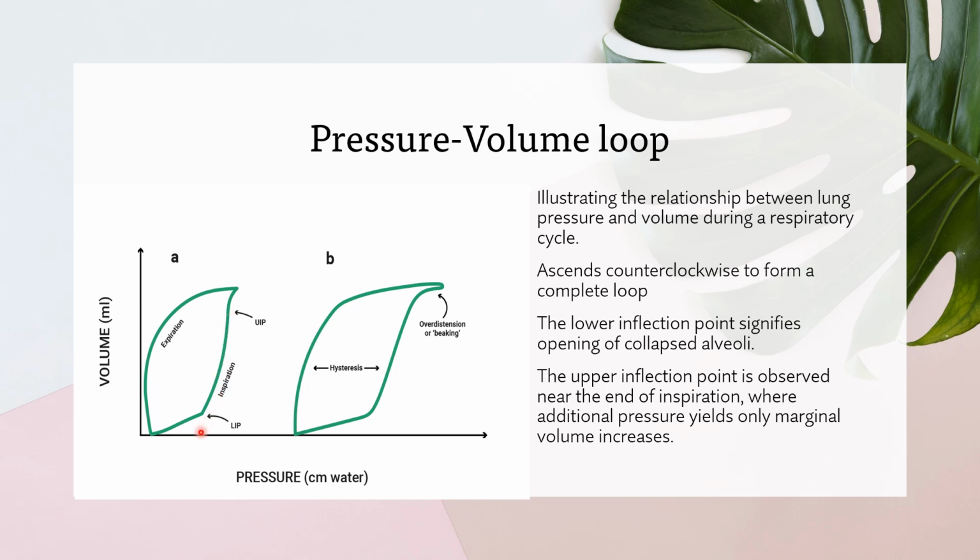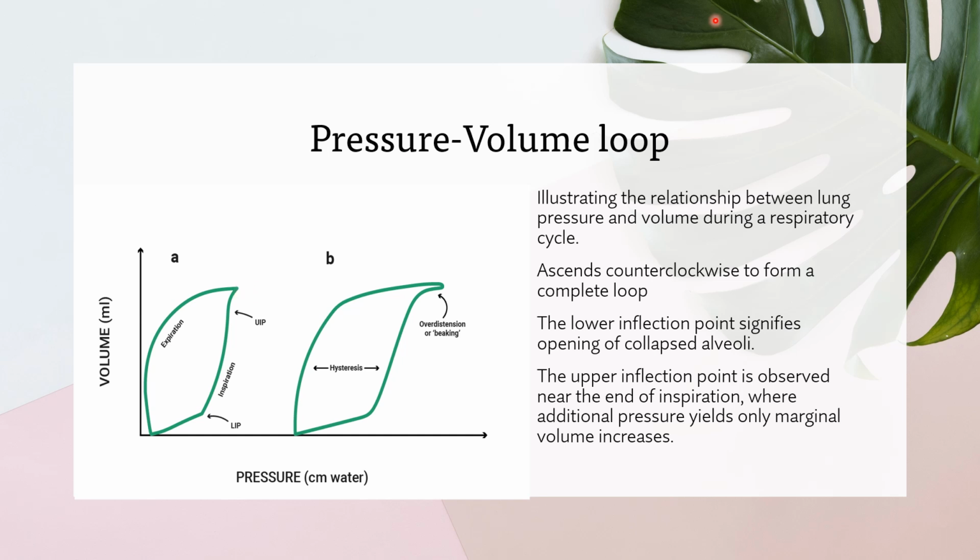The lower inflection point signifies the opening of collapsed alveoli, marked by a notable volume increase. You can see here that till this lower inflection point there are more changes in the pressure than volume, but beyond this point volume increases rapidly with much smaller changes in the pressure, which signifies opening of the collapsed alveoli. Conversely, the upper inflection point is observed near the end of inspiration, where additional pressure yields only a marginal increase in the volume.